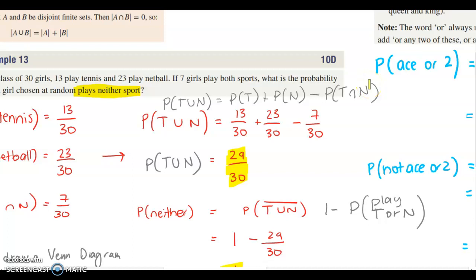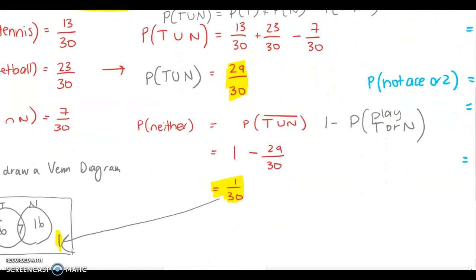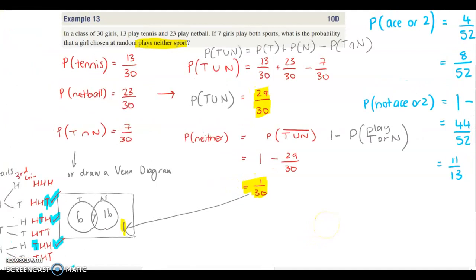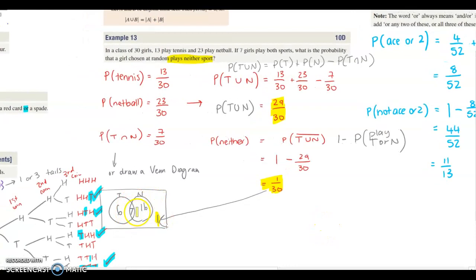So the probability of a girl playing tennis or a girl playing netball is 29 out of 30. But we want to figure out that they play neither sport. So the probability that they play neither sport is going to be 1 minus the probability that they play tennis or netball. So that's going to be 1 minus 29 out of 30, which is 1 out of 30. So that's how we would do that without the Venn diagram using our counting rule. So I think we need to know how to do both. The Venn diagram is a lot easier, but you're not going to be able to use that for all our information or for all our questions.